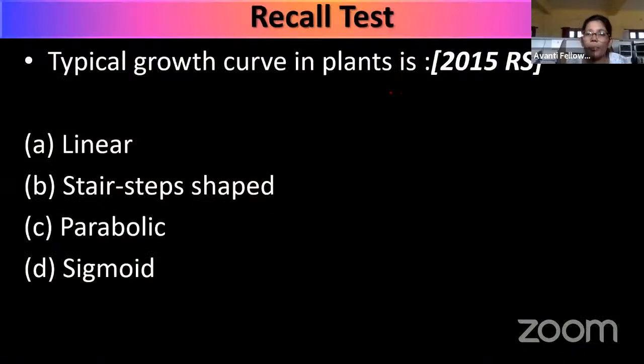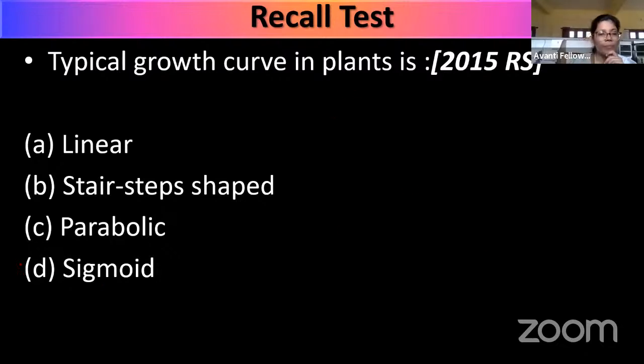the typical growth curve in a plant is. So how will the typical growth curve be in plants? Will it be linear, stair-step shaped, parabolic shaped, or sigmoid shaped? Okay, so use the chat box and give me the answer. Yes, Asmin has given the answer.